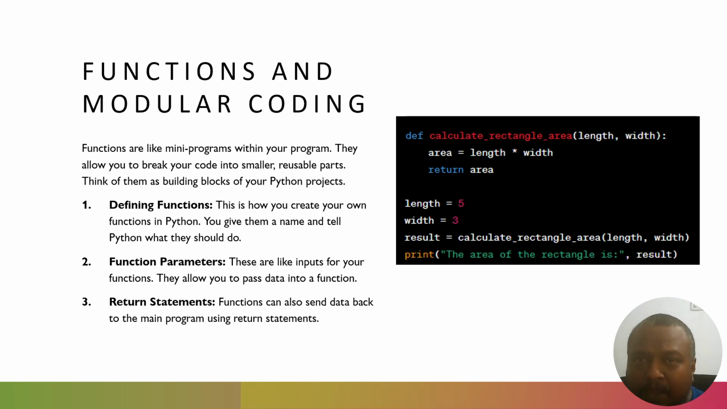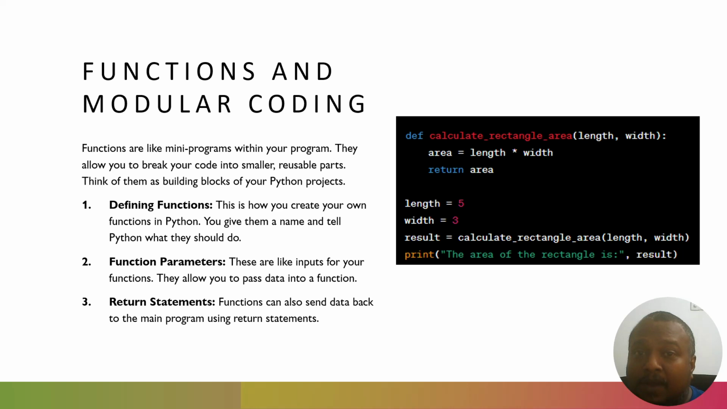Then the second part of a function is function parameters. These are like inputs for your function. They allow you to pass data into a function. Within the function, you can use those data to do calculations, to do various types of tasks.